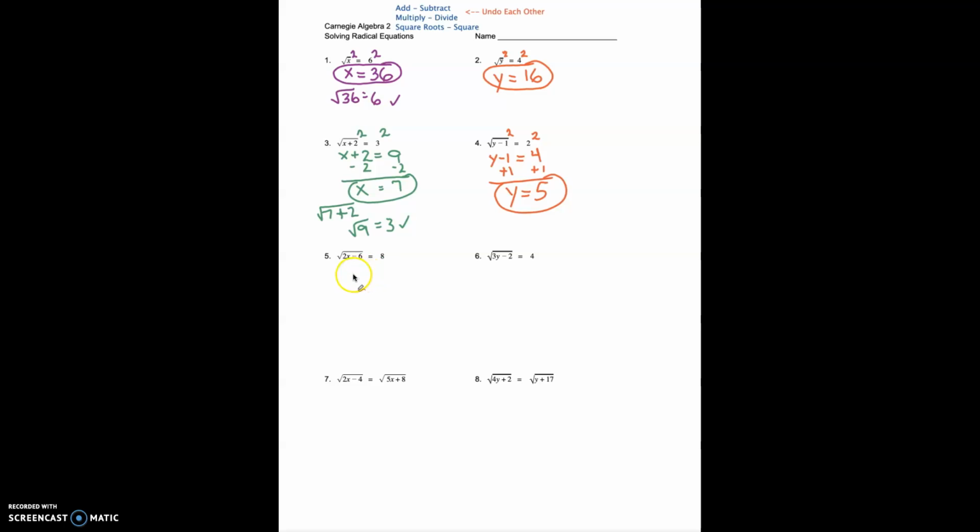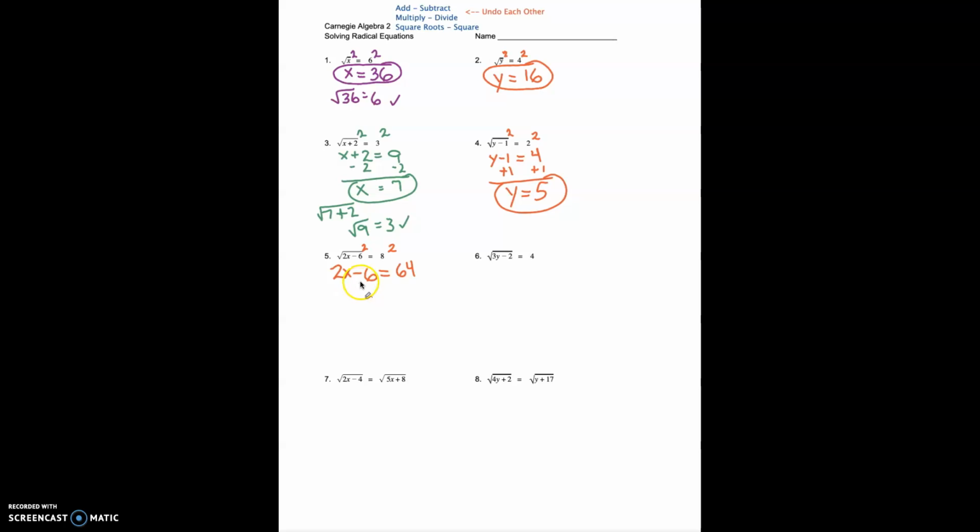So for 5, very similar to numbers 3 and 4, we have the square root of 2x minus 6, and that's equal to 8. So again, we're going to undo that square root here by squaring both sides. So out comes that 2x minus 6. And then we do, what's 8 times 8? 64.